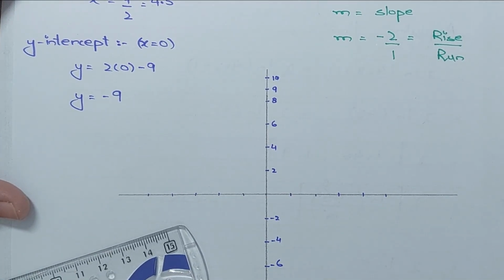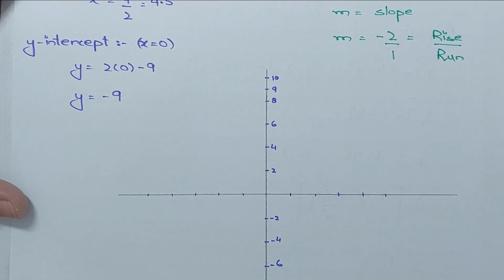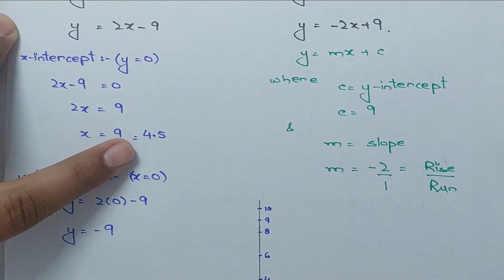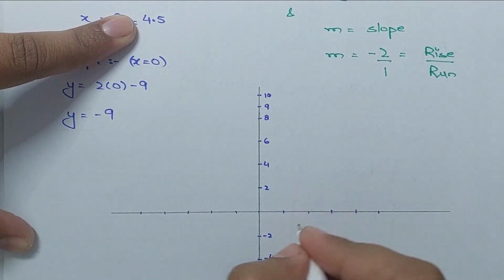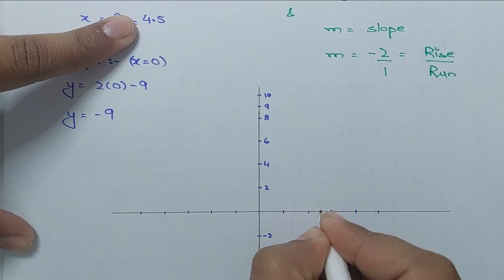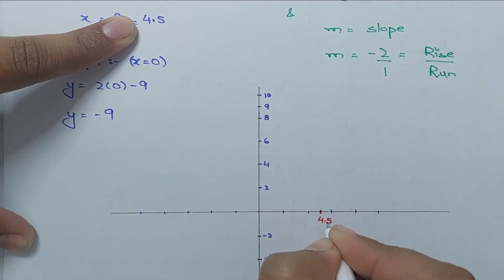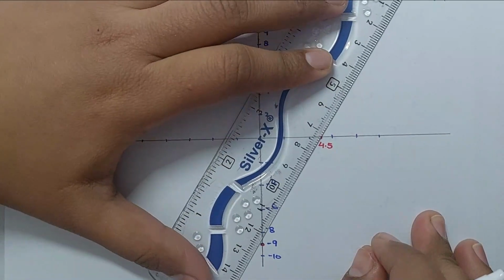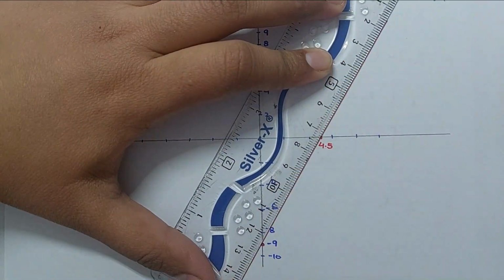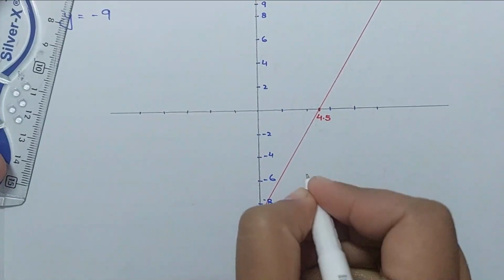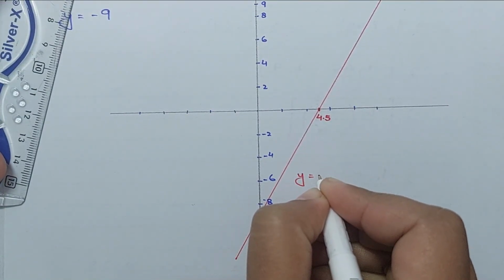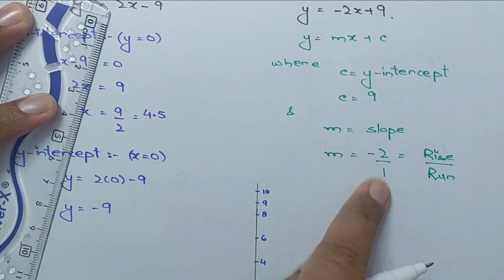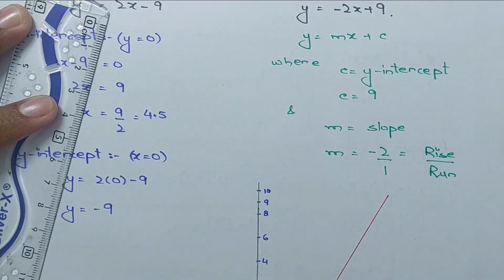Okay, now for the first function, I'm using the red one. This function, y equals 2x minus 9. The x-intercept is 4.5. So here we have 2, 4, 4.5. This is the x-intercept. And the y-intercept is negative 9. This is your negative 9. Let me sketch this. Connect these two. So this red one is the graph for y equals 2x minus 9.